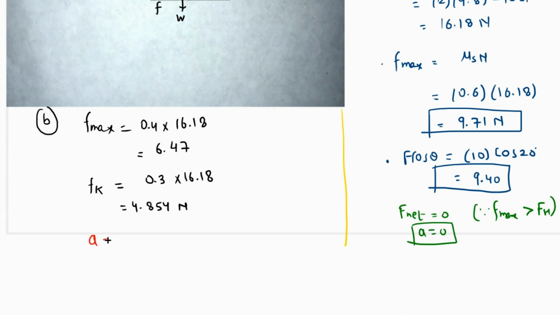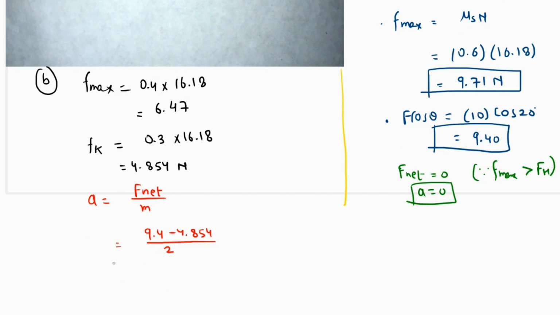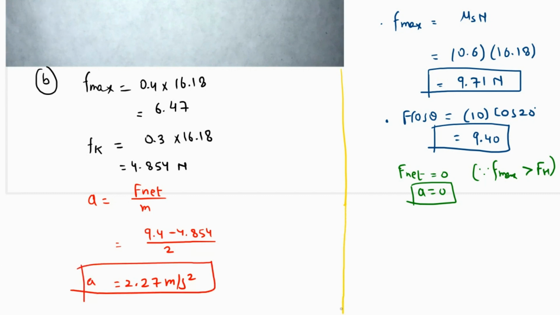So the acceleration will be F net over mass. F net will be, over on the right we have 9.4, which is over here, the friction is 4.854, and the mass is 2 kg. So all we have to do is grab our calculator and get this value, which we are getting as 2.27 meter per second square to 2 decimal places. That is the final answer. Thank you.